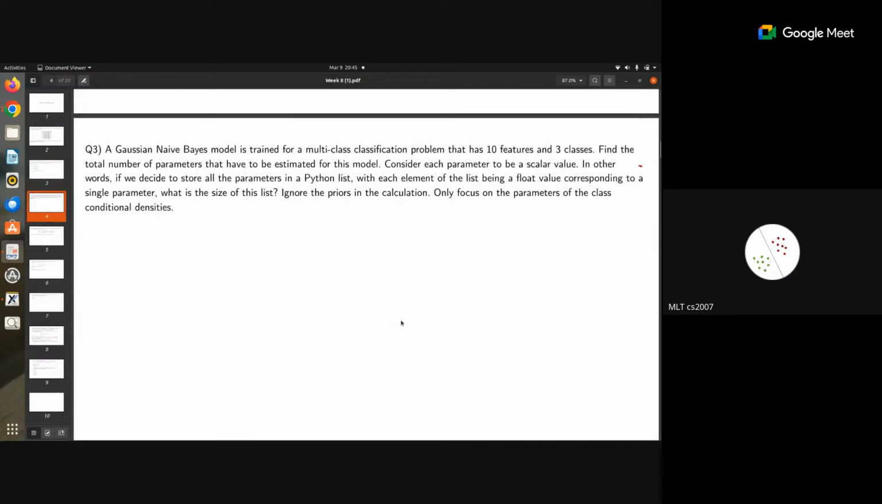Okay, let's solve the third question. A Gaussian naive Bayes model. What is the difference between the binary naive Bayes we have seen now and the Gaussian naive Bayes? In Gaussian, the features can have any real value. So the distribution of the feature is assumed to be Gaussian.